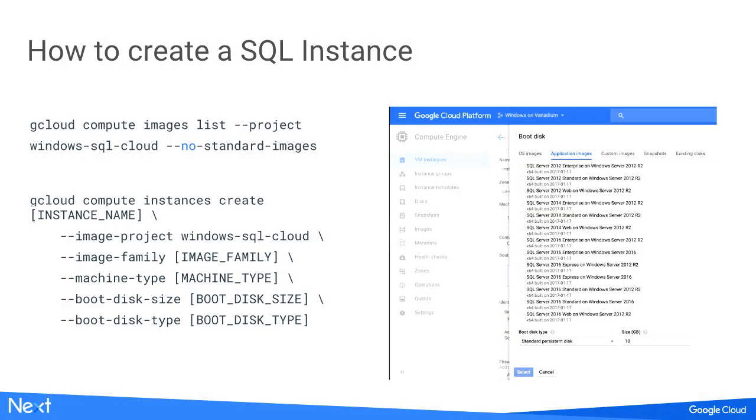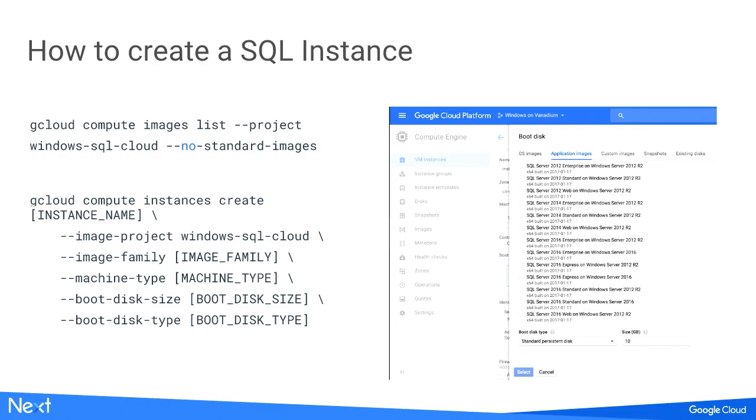So, how to create a SQL Server VM? The way to create a SQL Server VM is very similar to how you create a regular Windows virtual machine. To find out how many different SQL Server images we support on Google Cloud, here's the gcloud command you can run. The trick here is you need to specify the image project as windows-sql-cloud.